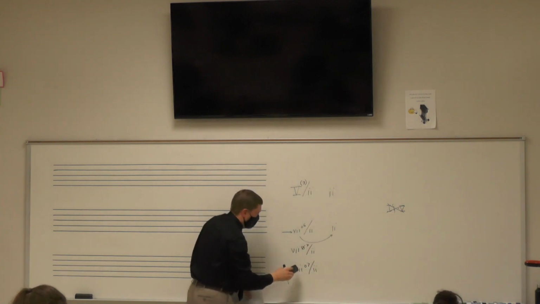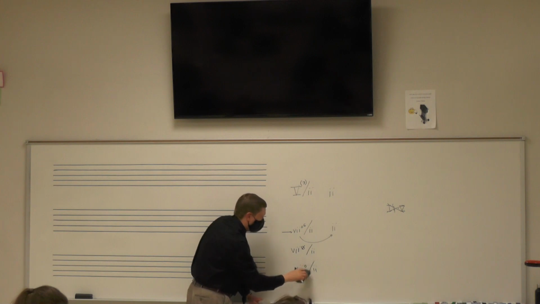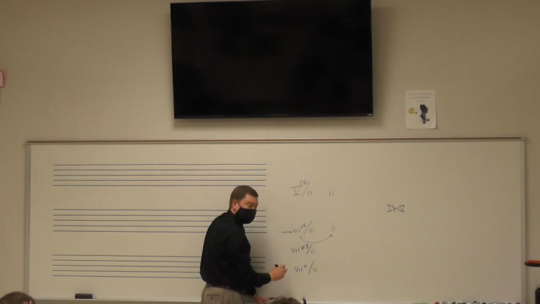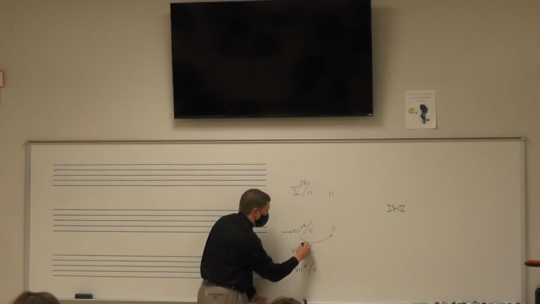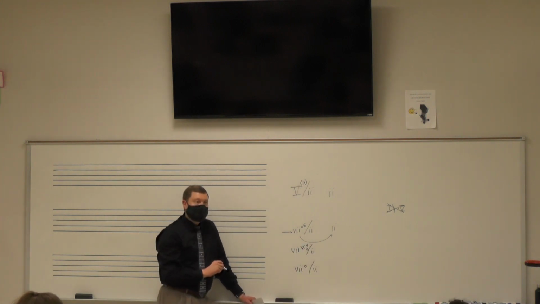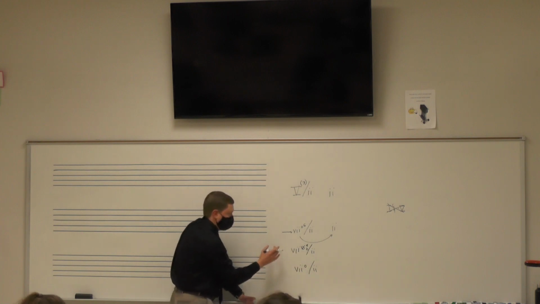Now, when you're using the 7th chord, you can use any and all inversions. You can use vii half diminished 7. You can use vii half diminished 6/5. You can use vii half diminished 4/3. And you can use vii half diminished 4/2. All inversions, bass positions of the 7th chord are usable. If the chord to the left of the slash is the 7th.